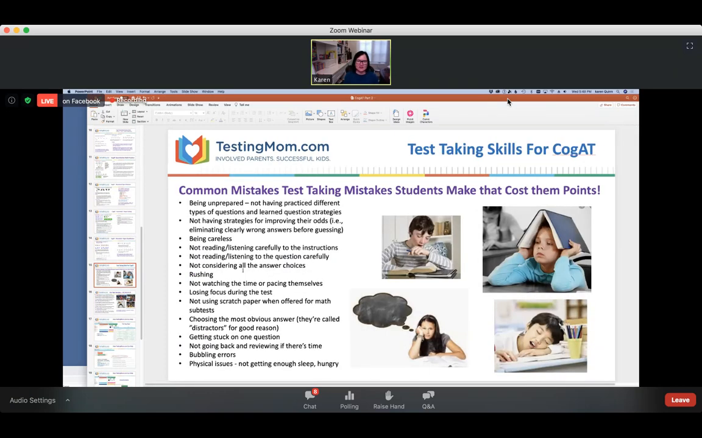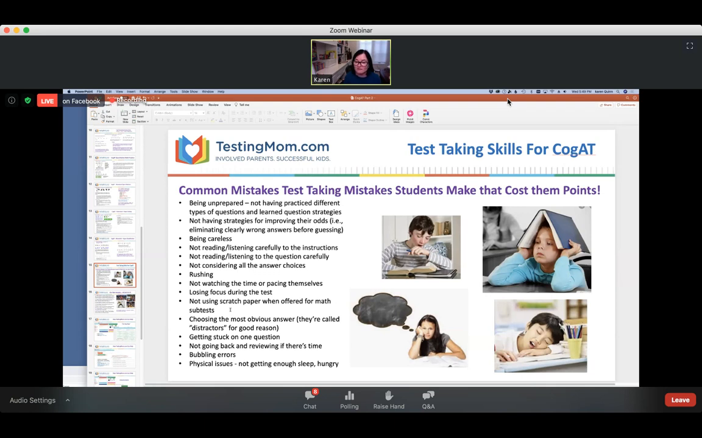Okay, so I've made a list here of the most common mistakes that kids make, not just for this particular test, but for all tests, but this one especially. And it's all the things. It's like being unprepared, not really understanding the different types of questions, not knowing that they can eliminate answers that are wrong before guessing. Kids can be careless. They don't read the question carefully. They don't consider all the answer choices. Sometimes they rush. They lose focus during a test, or they don't pace themselves.